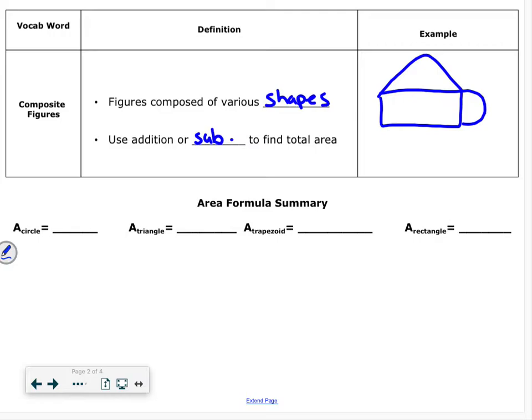So we're going to have to remember the area formulas that we have. The circle is pi r squared. The triangle is 1/2 base times height. The trapezoid is 1/2 height, and then the sum of our bases. And then the rectangle, either length times width, or some of us use base times height, either way. All right, let's go ahead and jump into some examples.